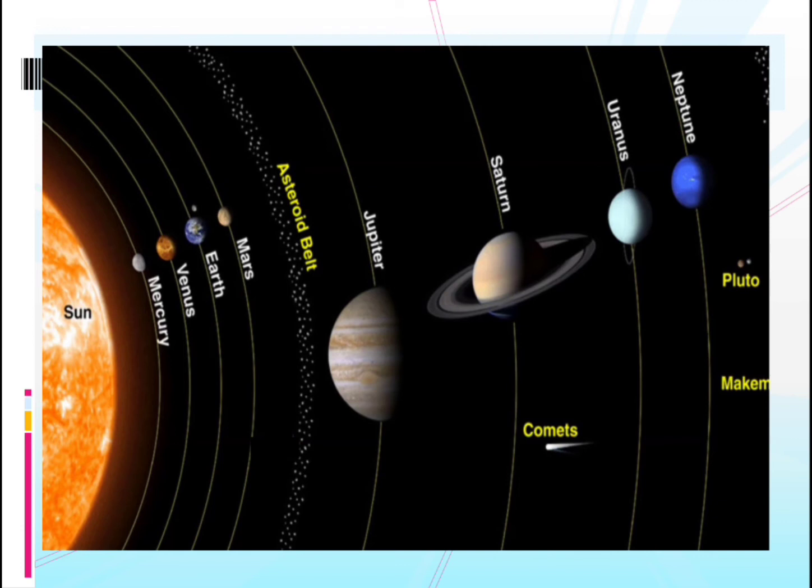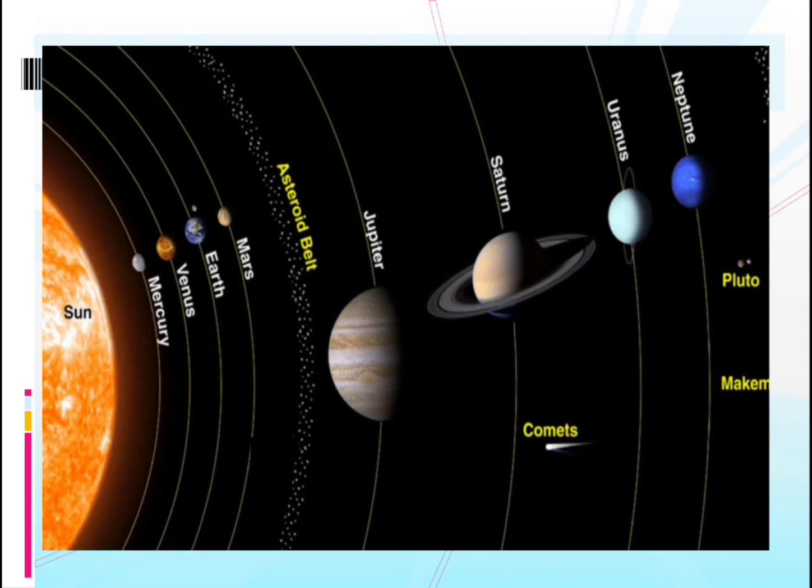So you can observe, for Mercury it is only 3 months, for Venus it is 7 months, for Earth it is 12 months, 1 year, and for Mars it is 23 months, that is almost equal to 2 years. And next Jupiter, it is 12 years, Saturn it is 30 years, Uranus it is 84 years, and Neptune it is 165 years to complete one revolution around the sun.